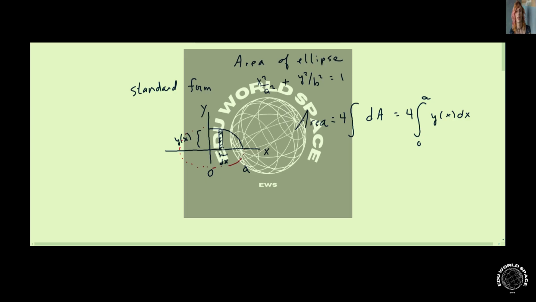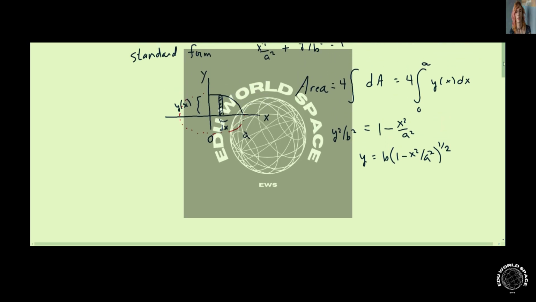Anyway, we can solve for y as a function of x. That's not hard to do using the equation. And we get y is equal to b times the square root of 1 minus x squared over a squared. And we don't have to worry about the plus or minus because we are in the first quadrant where both x and y remain positive. That is the reason for doing this.